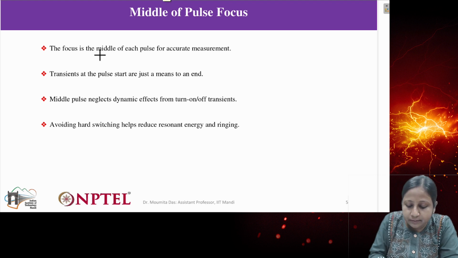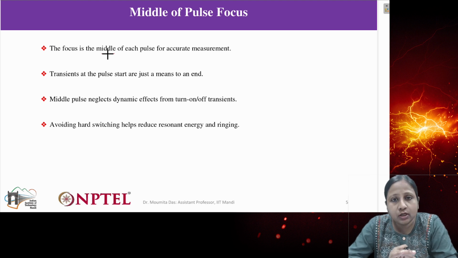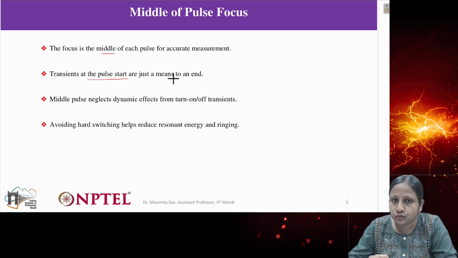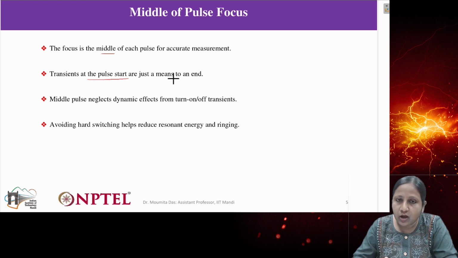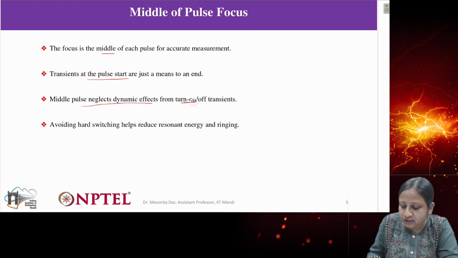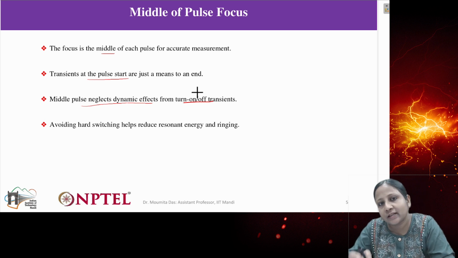Now we have to focus on the middle part. As I told you, after some delay time we can reach the middle part of the current. That part we need to focus on in order to measure the actual static value. The transients at the pulse start are just a means to an end after certain points. So we have to let go of that transient part and reach the middle part. After a few characterizations you will be able to understand when this middle part is coming. Then you can choose the actual value. The middle pulse neglects the dynamic effect from the turn-on and turn-off transients. So this turn-on and turn-off transient we are not including in the static behavior.